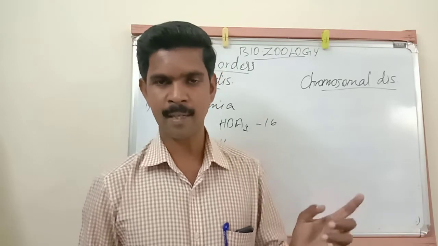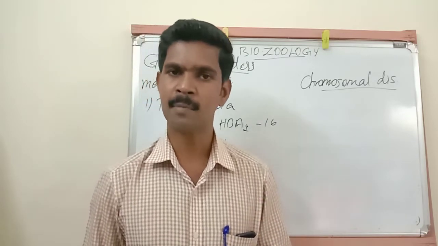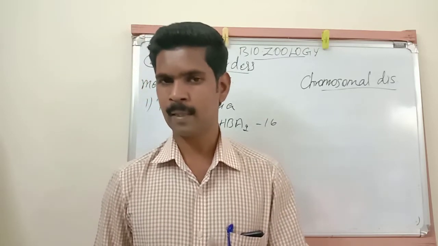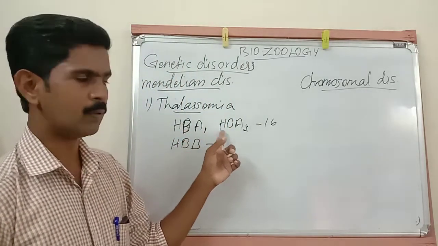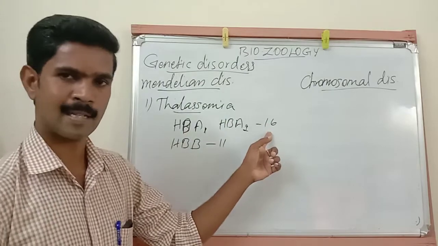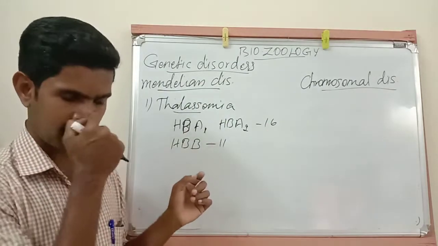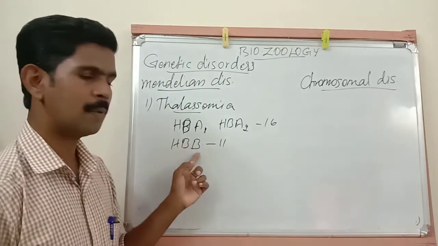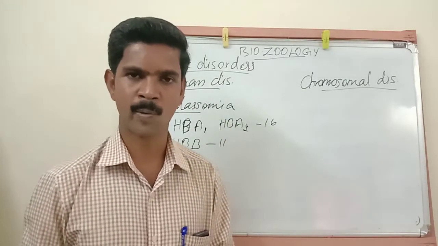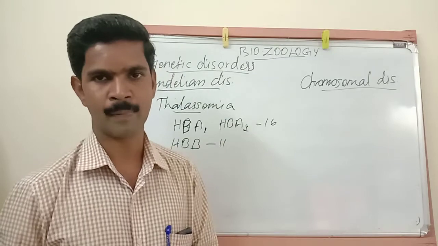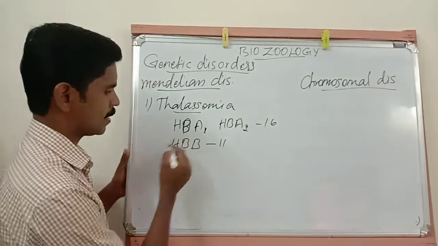Thalassemia is classified into two types: alpha thalassemia and beta thalassemia. The genes responsible for alpha thalassemia are HbA1 and HbA2, located on the 16th chromosome. The gene responsible for beta thalassemia is HBB, located on the 11th chromosome, and this disorder is also known as Cooley's anemia. I hope you all understood thalassemia.